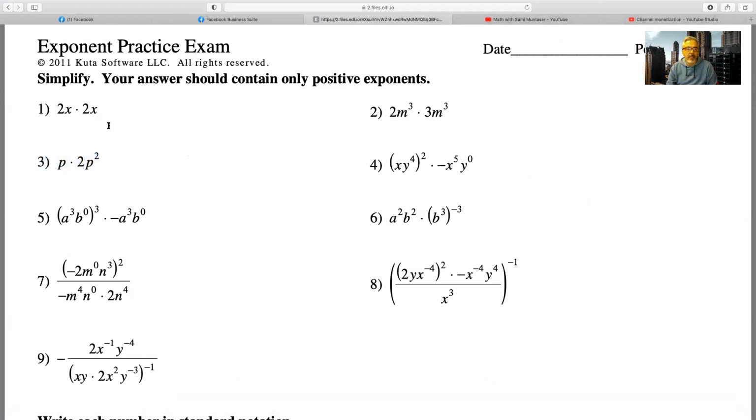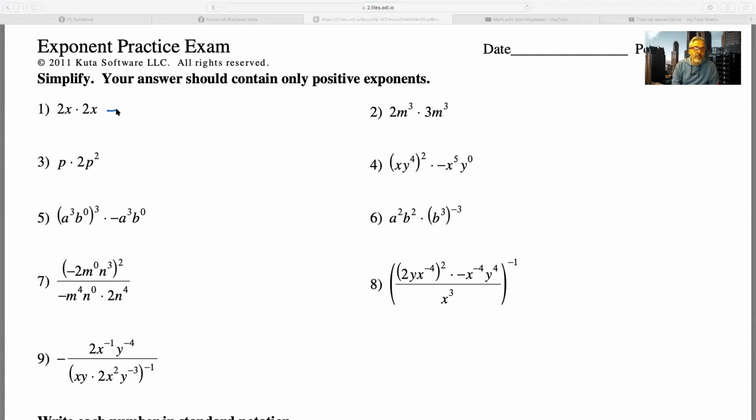So here is a practice of an exponent exam. We'll just do these 9 questions so you could explore how the rules work. So there you go. I just need a pen there.